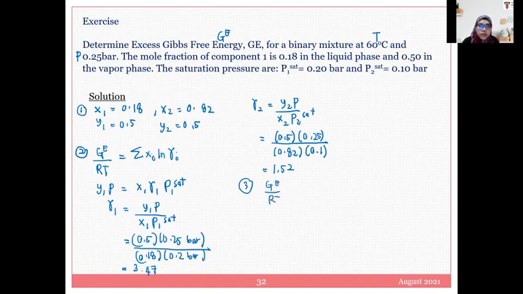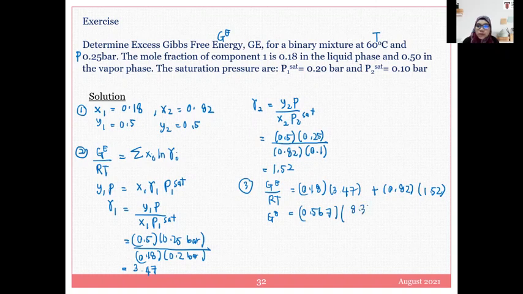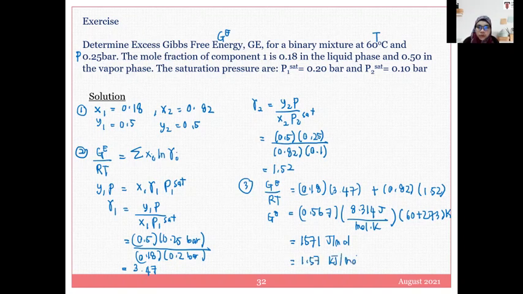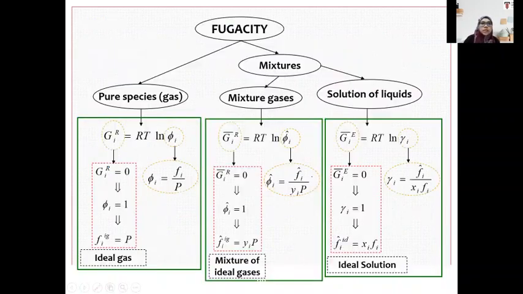The third step is to insert into the equation. GE over RT, we have x1 is 0.18 times gamma 1, 3.47, plus 0.82 times 1.52. So GE over RT equals 0.567, times R, which is 8.314 joule per mole K, times the temperature, which is 60 plus 273 K. The answer is 1571 joule per mole, equivalent to 1.5 kilojoule per mole. So this is how we determine the excess Gibbs energy.